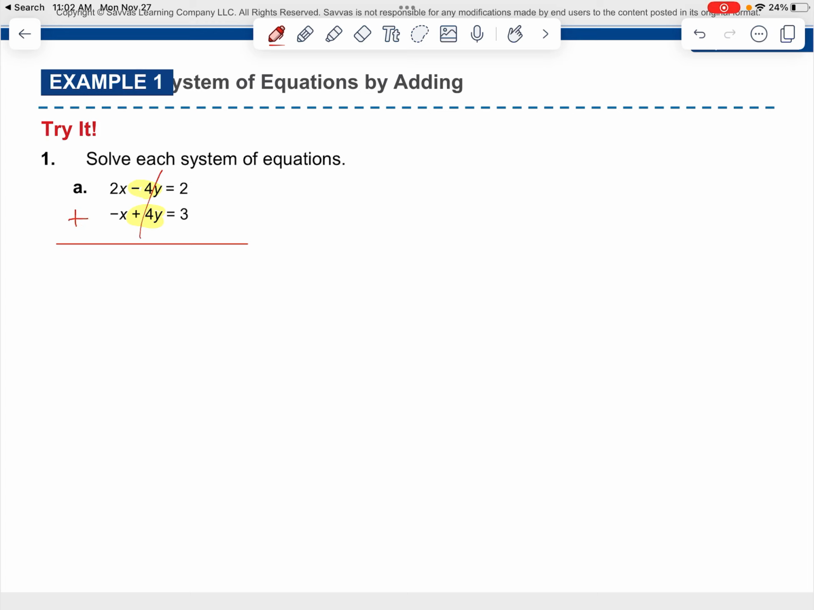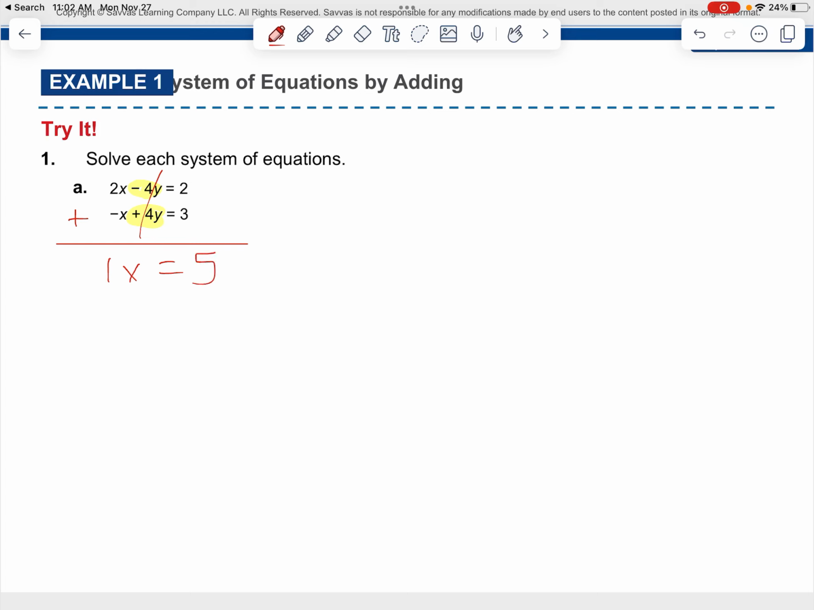Negative 4y plus 4y is 0. 2x plus negative 1x is going to give us a positive 1x, equal to 2 plus 3, which is going to give us 5. So we have an x of 5.